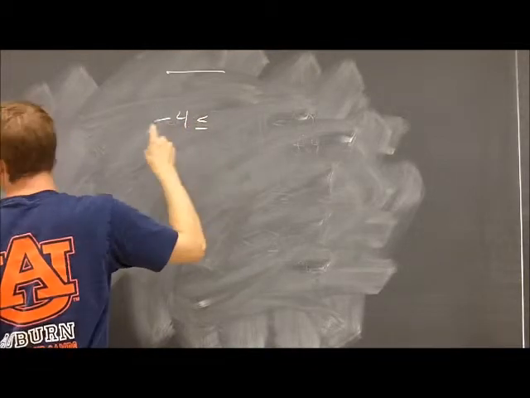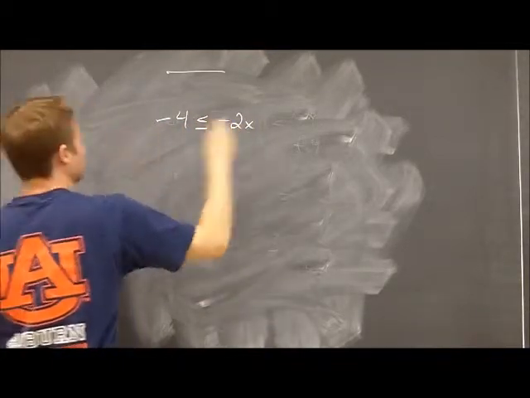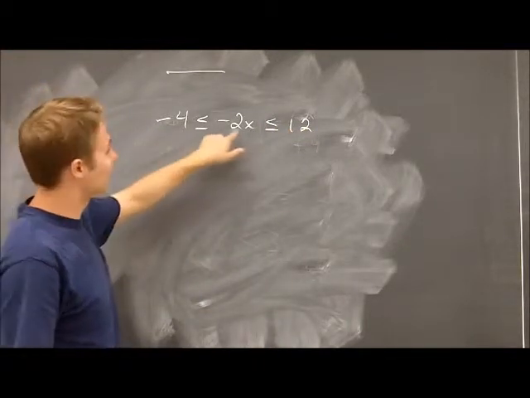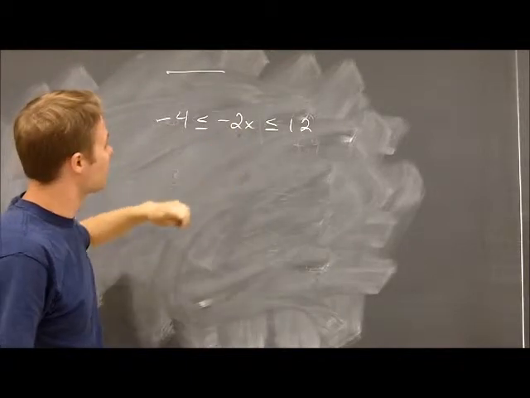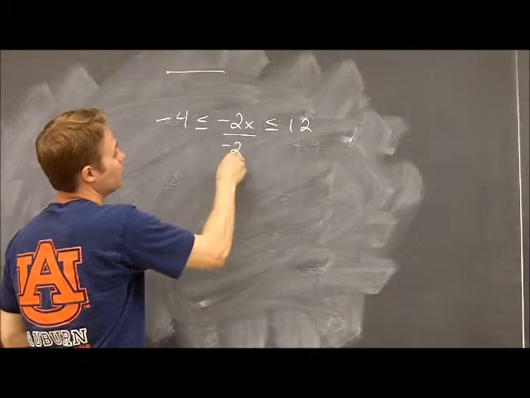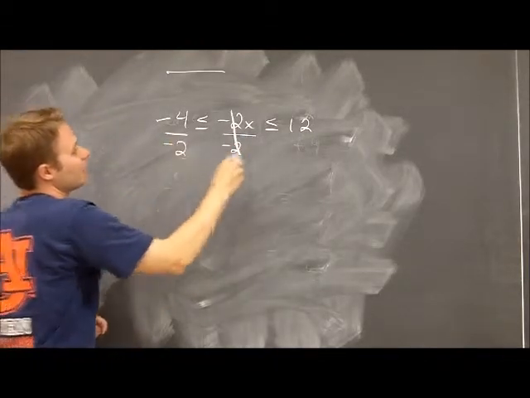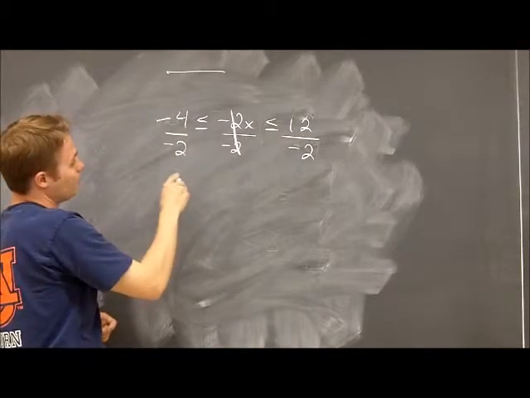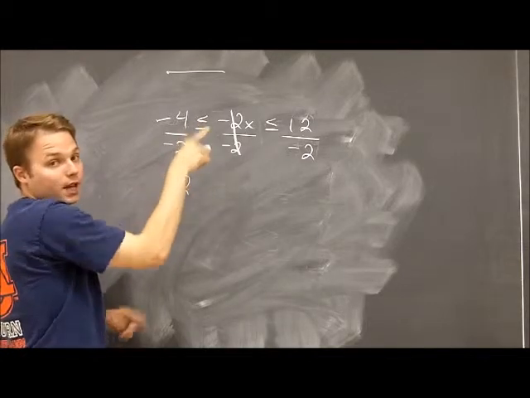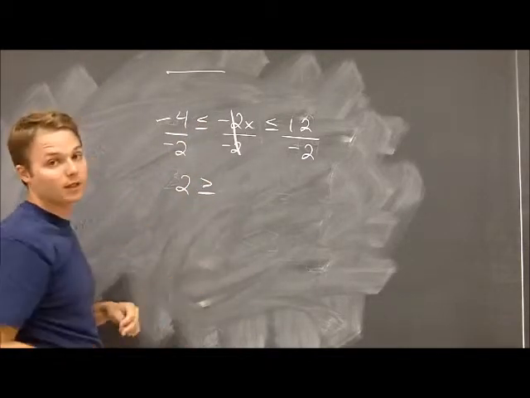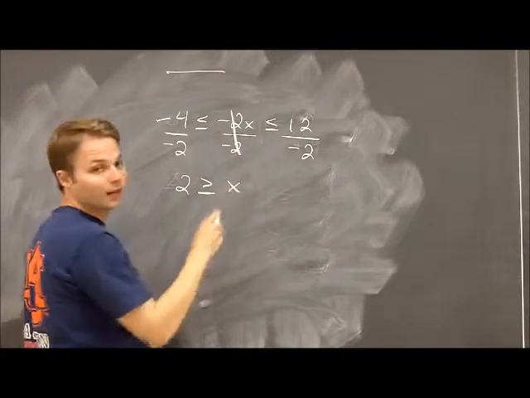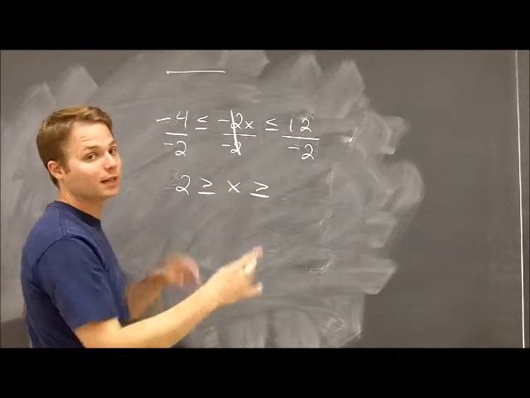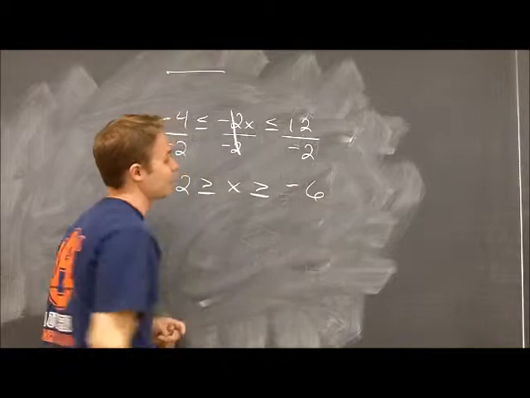Negative 4 is less than or equal to negative 2x, which is less than or equal to 12. In this case, the only thing we need to do to get the x by itself is to divide everything by negative 2. So if I divide by negative 2 here, that will cancel out. Divide by negative 2 here, and then also right here. So 3 different places. Negative 4 divided by negative 2 is 2. And then I have to flip this sign from less than or equal to greater than or equal to because I divided by a negative number. And I have an x right here. This less than or equal to also becomes greater than or equal to. We have to flip all the signs in the expression, and then I'll get a negative 6 here.